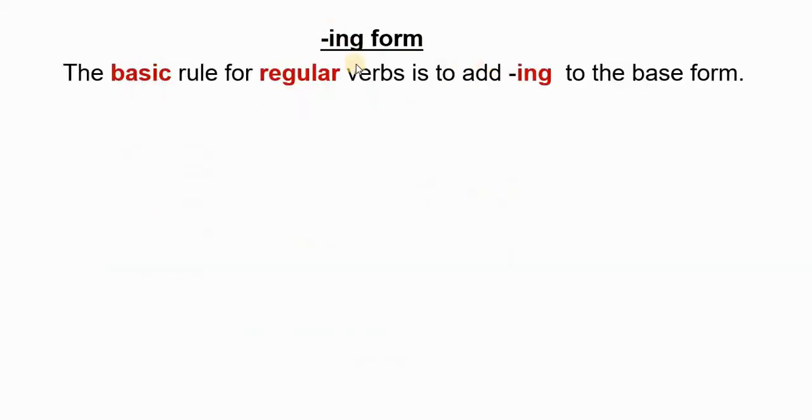Now let's move on to the ing form. So what is the ing form? Well, the basic rule for regular verbs is to add ing to the base form. For example, the base form is go, and so the ing form, going. Go, going. Clean, cleaning.